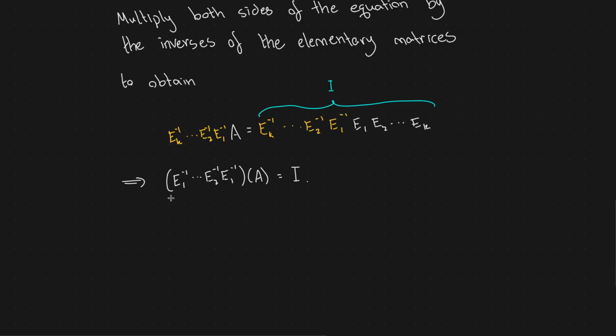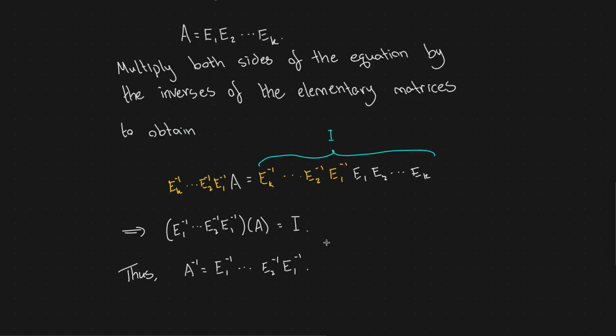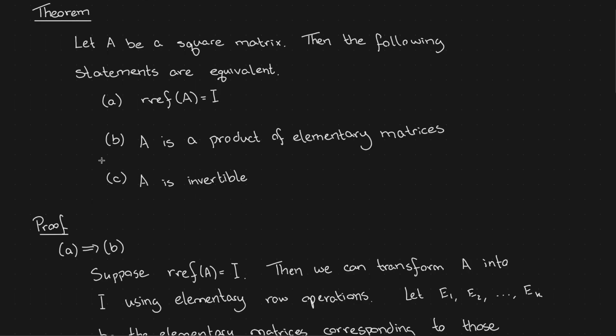All right? So now we have two square matrices that multiply together to give me the identity matrix. That must mean those two matrices are inverses of each other. Which means A is invertible. Okay? So we have shown that B implies C. If A is the product of elementary matrices, then A is invertible. Finally, let's show that C implies A. If A is invertible, then the reduced row echelon form of A is equal to I.